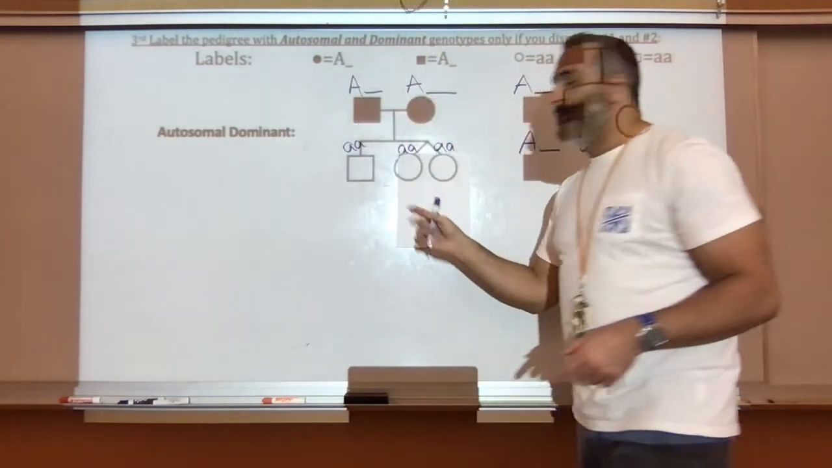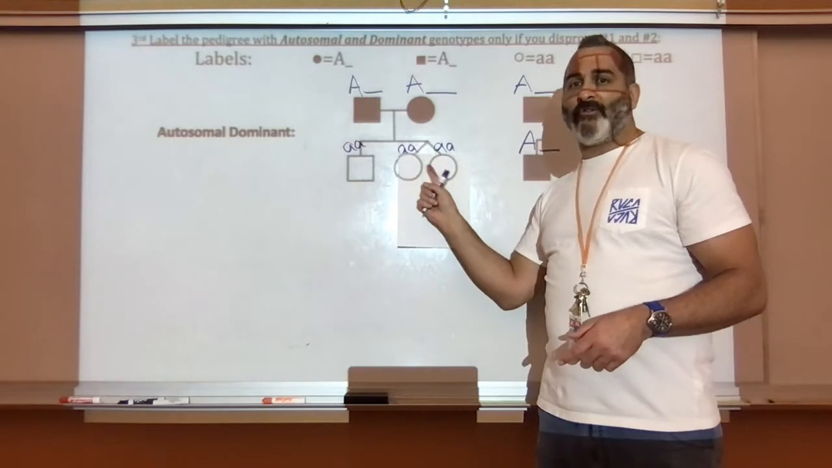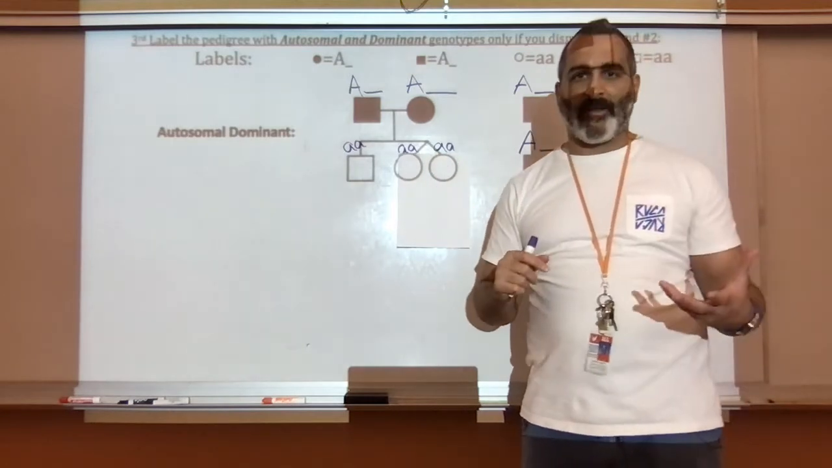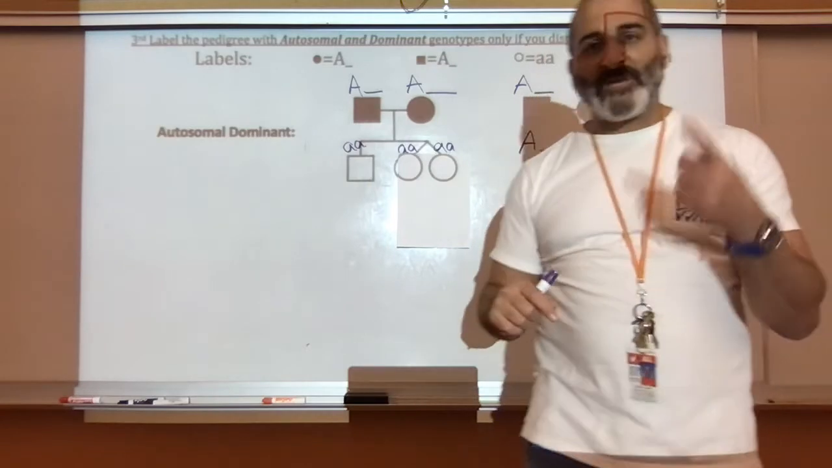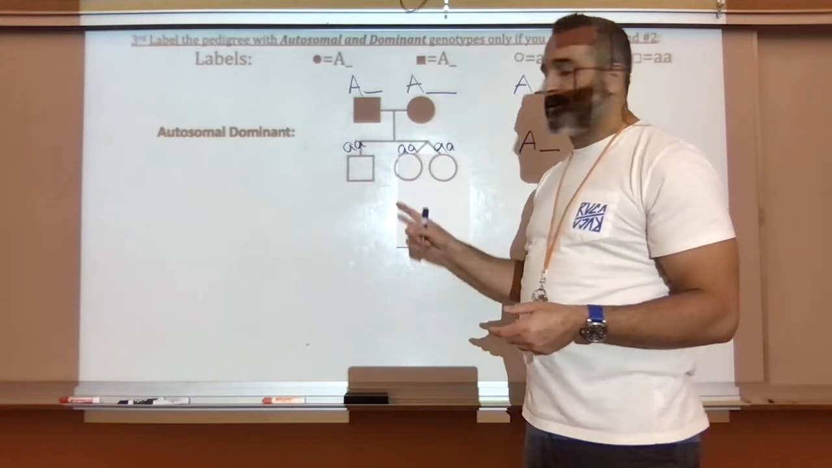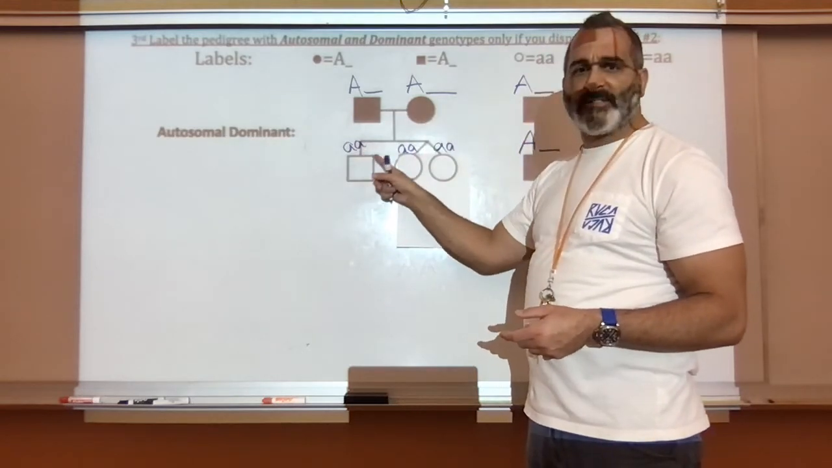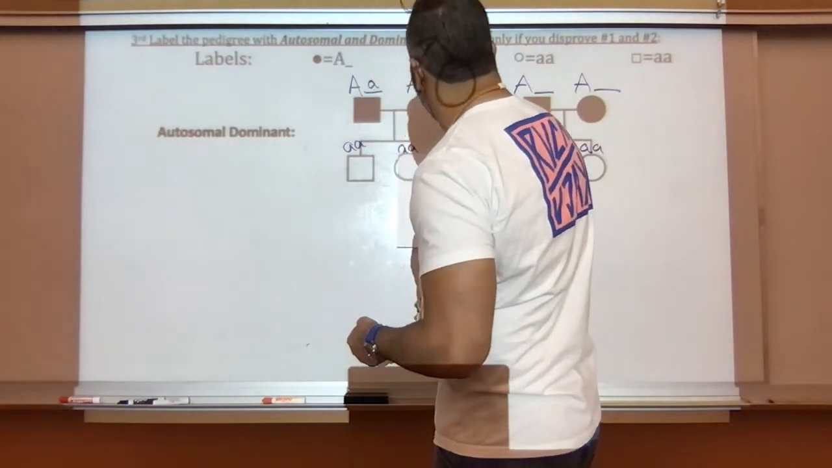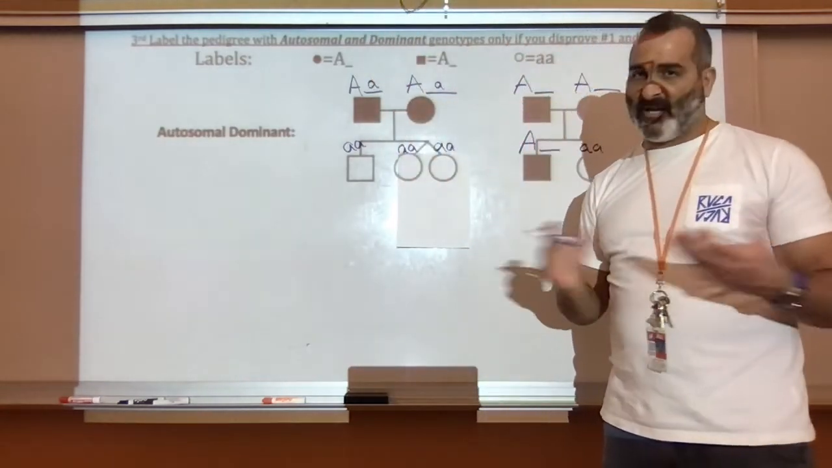And by the way, this branching here shows you twins. These are identical twins, in case you're wondering. Okay, so now let's see if we can figure out the blanks. Mom and dad both have blanks. Their children all have lowercase a's. One came from dad, one came from mom. That's how you label it.